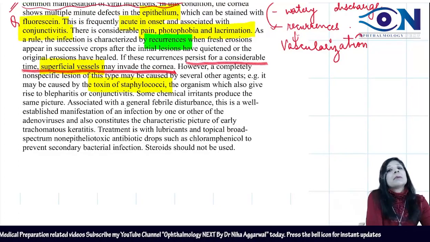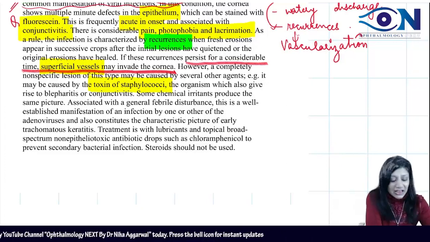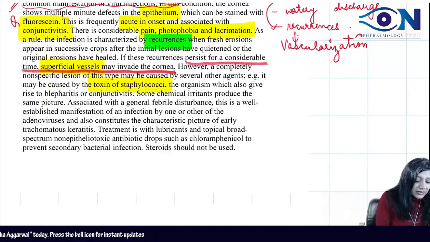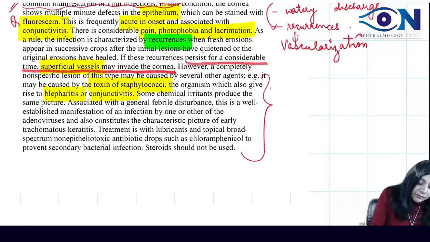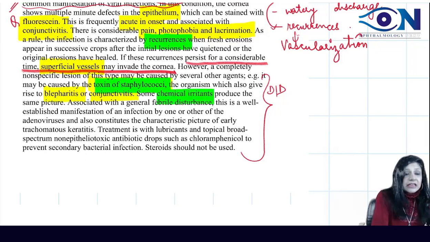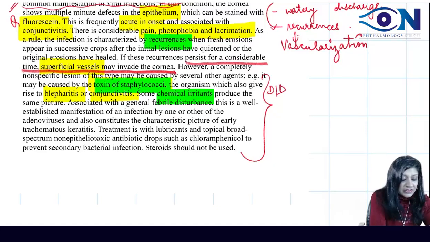it cannot be bacteria. It can be a toxin of staph, which can be presenting with the blepharitis also and conjunctivitis also, sometimes a chemical irritant. So this will actually come under the differential diagnosis. They will come under the differential diagnosis, in which we have the toxin of staphylococci, we can have the chemical irritants associated with the general febrile disturbance. This is a very well established manifestation of an infection, or the adenoviruses.